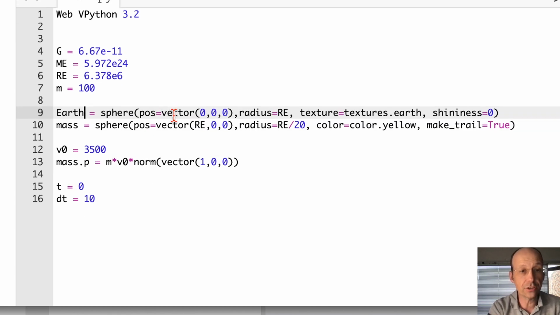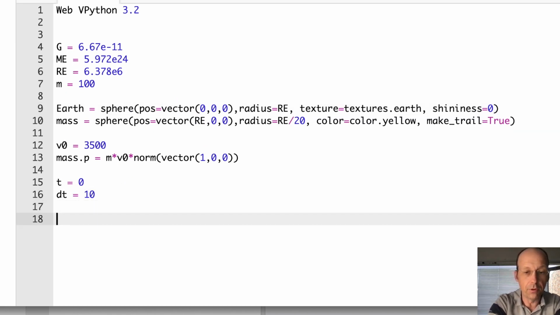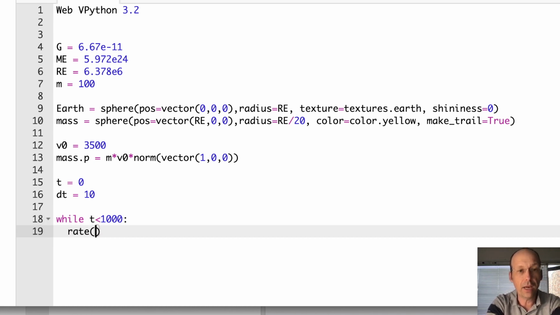Okay, so now let's just do something simple. Let's say while t is less than, I'm just going to pick a number here, let's say 1,000, and let's just see what happens. And I will say rate 100. So rate tells it how many loops to do per second. So this will run at 100 calculations per second. You can change that to change the animation rate.